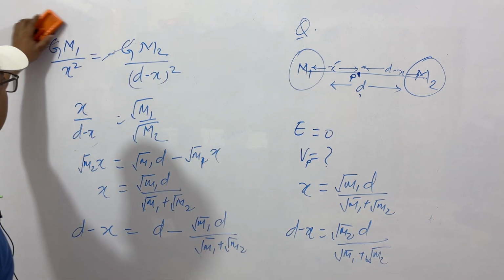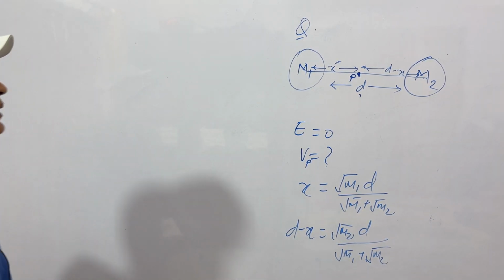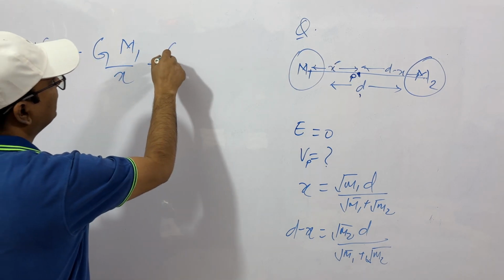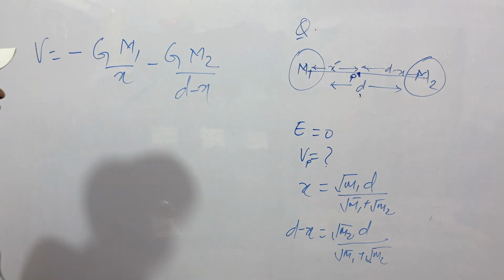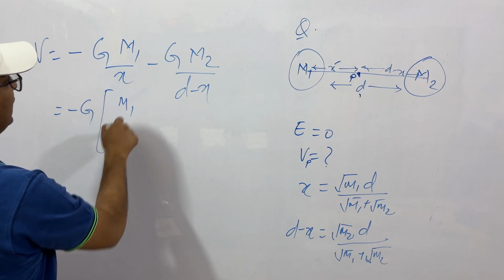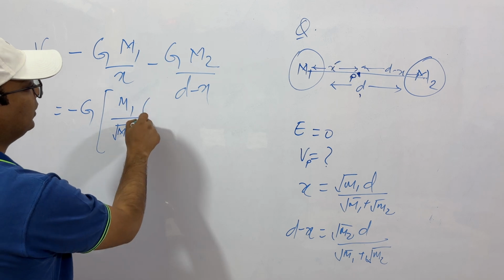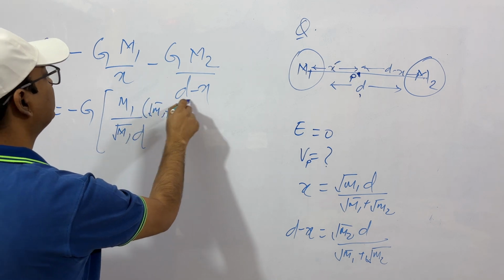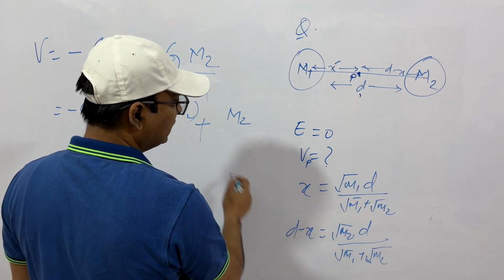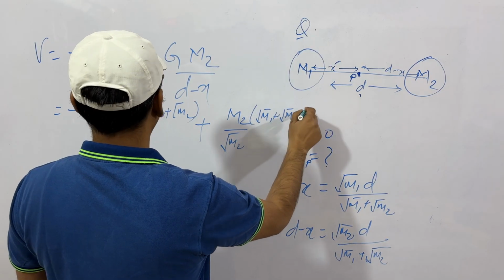Okay. Now let's find the potential at that point. The potential at this point P will be due to m1 and m2. So this will be minus G m1 by x minus G m2 by d minus x. This will be the potential. So let's say we take out minus G. So this will be m1 by x, x is root m1 d by root m1 plus root m2, plus m2 by d minus x, so this is root m2 d by root m1 plus root m2.